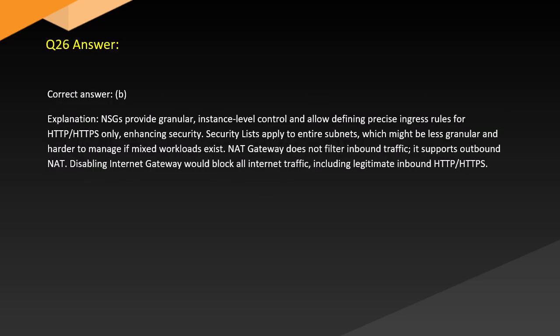Answer. Correct answer, B. Explanation. NSGs provide granular, instance-level control and allow defining precise ingress rules at the VNIC level, enhancing security. Security lists apply to entire subnets, which might be less granular and harder to manage if mixed workloads exist. NAT Gateway does not filter inbound traffic. It supports outbound NAT. Disabling Internet Gateway would block all internet traffic, including legitimate HTTPS.